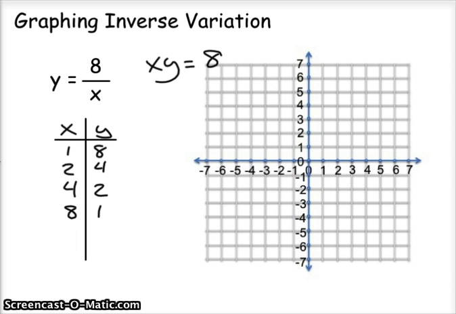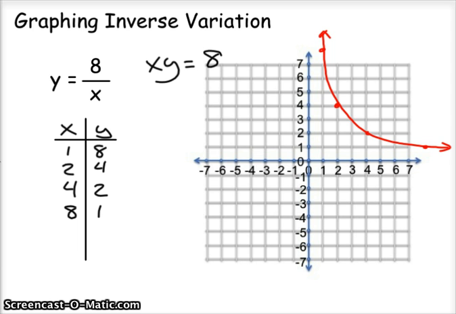So I can go ahead and plot those points on my graph. 1, 8 is going to be right up here, just off my graph. 2, 4, 4, 2, and then 8, 1. So it's right over here. And you'll notice it has a kind of sloping curve down feel here. If I connect my points.